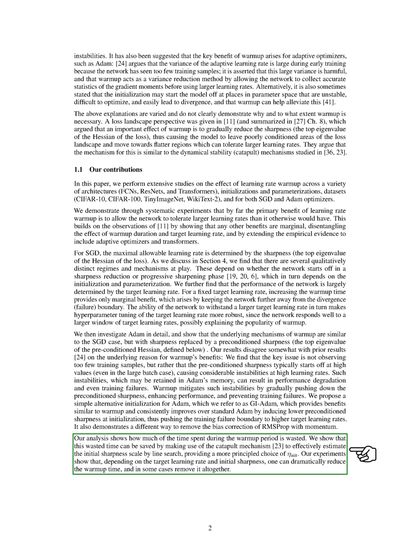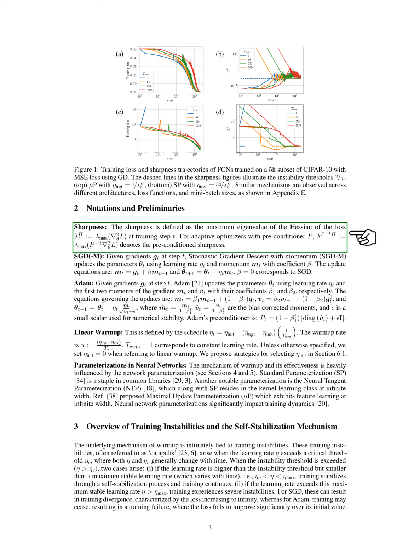Section: Notations and Preliminaries. In this section, we will discuss the notations and preliminary concepts related to sharpness, adaptive optimizers like SGD and Adam, linear warm-up, parametrizations in neural networks, and the self-stabilization mechanism during training. Sharpness is defined as the maximum eigenvalue of the Hessian of the loss function at a specific training step. For adaptive optimizers using a preconditioner, the preconditioned sharpness is calculated similarly but with the preconditioner matrix involved.